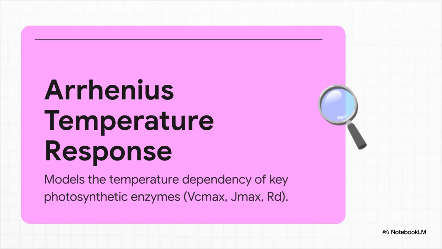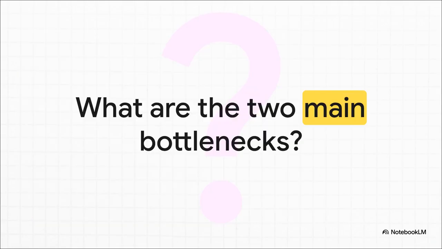You see, before a plant can even worry about sunlight or CO2, the little pieces of machinery that make it all happen, the enzymes, they have to be working at the right speed. Think of them like the pistons in the engine. The Arrhenius equation helps us model how their speed changes when things get hotter or colder. It's really our foundation.